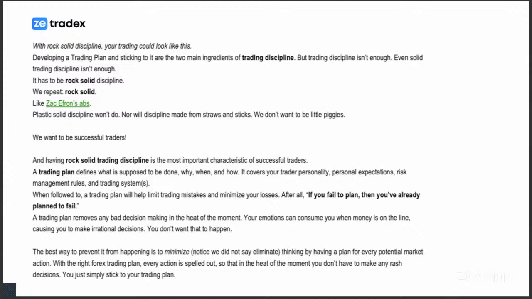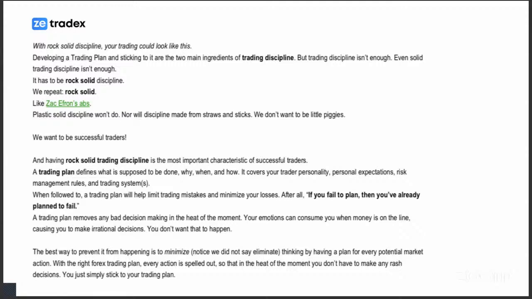It covers your trader personality, personal expectations, the risk management rules, trading systems. When followed, a trading plan will help limit trading mistakes and minimize your losses. After all, if you fail to plan, then you already plan to fail, right? Because a trading plan removes any bad decision making in the heat of the moment. Your emotions can consume you when money is on the line, causing you to make irrational decisions you do not want to happen. Now, the best way to prevent it from happening is to minimize.